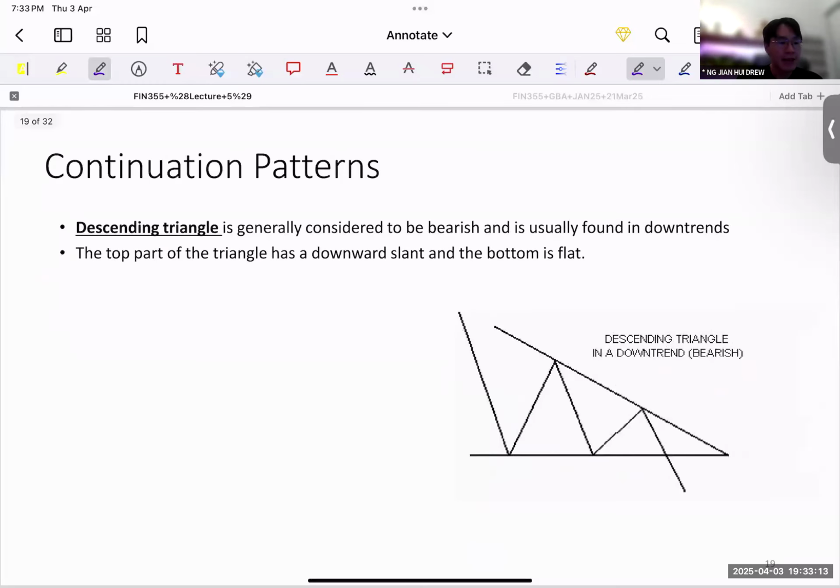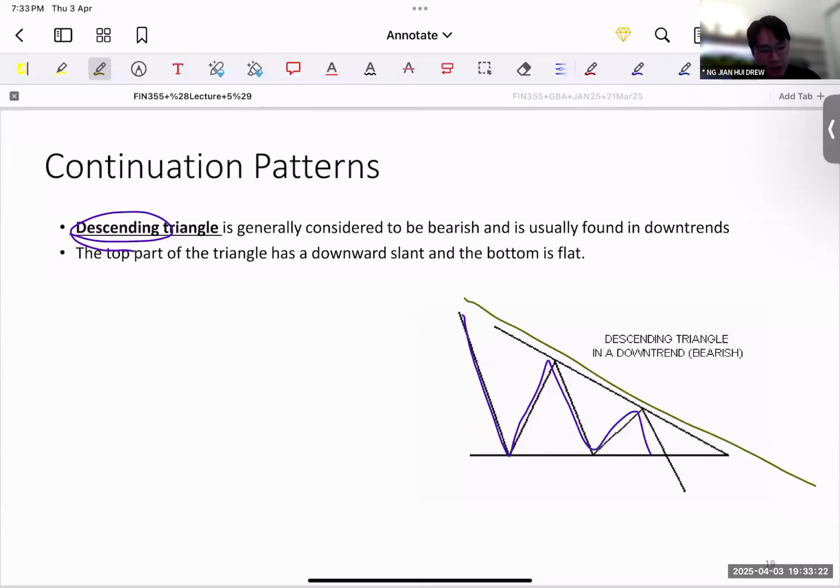On the flip side, we have a descending triangle, which is a continuation pattern, meaning it keeps on going down. You keep on descending this way in a slope like this. So you keep on going down, like this.